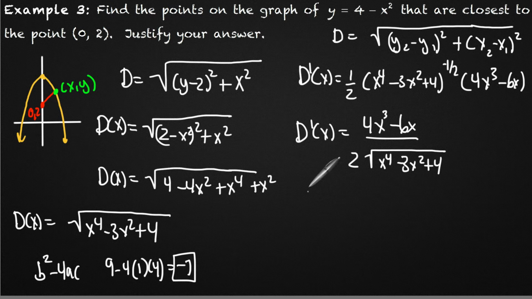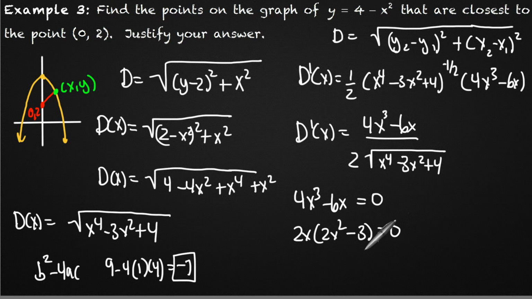So then we can go ahead and set the top equal to 0. So 4x cubed minus 6x equals 0. We're going to factor out a 2x. That leaves us with 2x squared minus 3 equals 0. So we get two answers, x equals 0, and x, actually we get three answers. X equals plus or minus square root of 3/2. All right, so we need to put those on our number line.